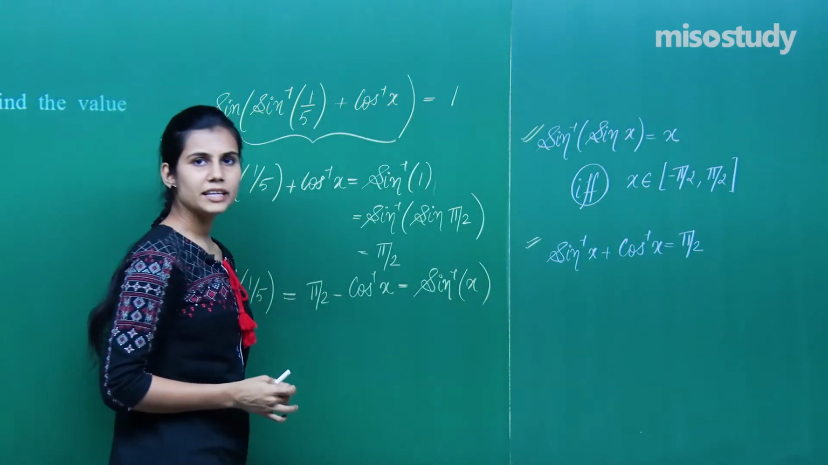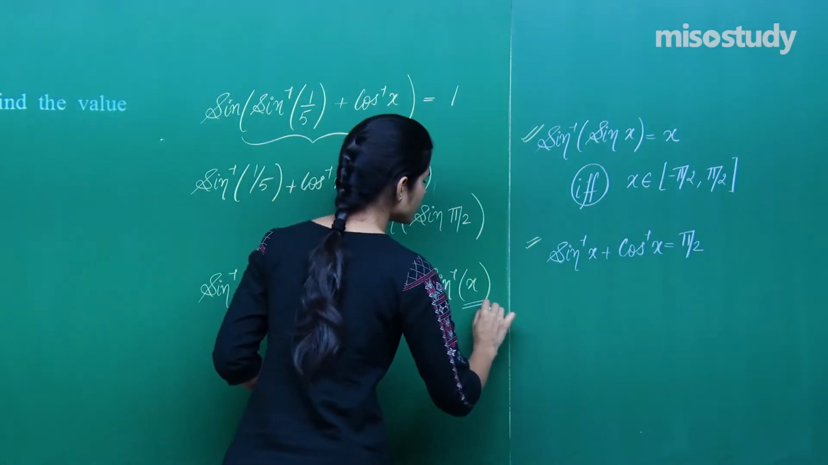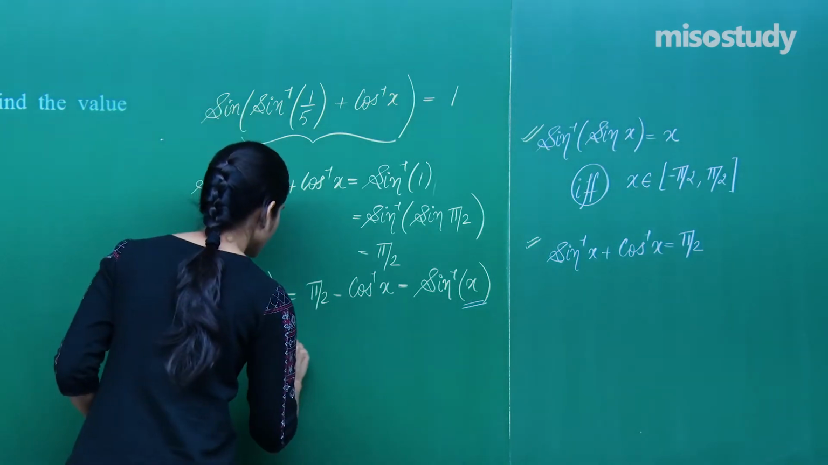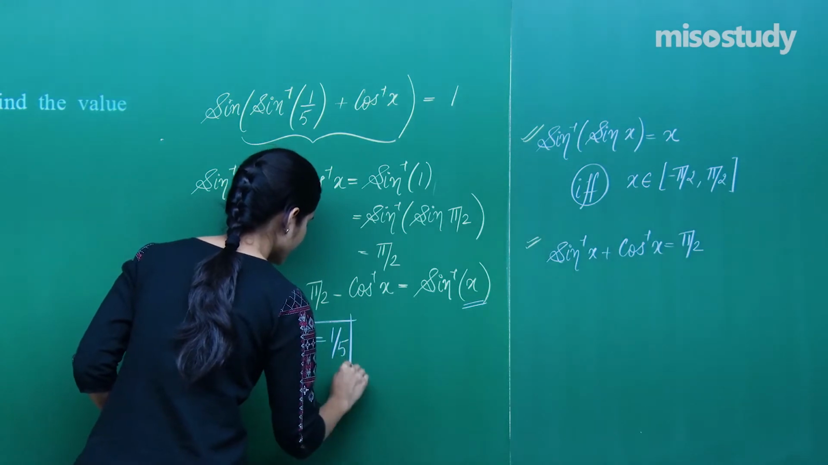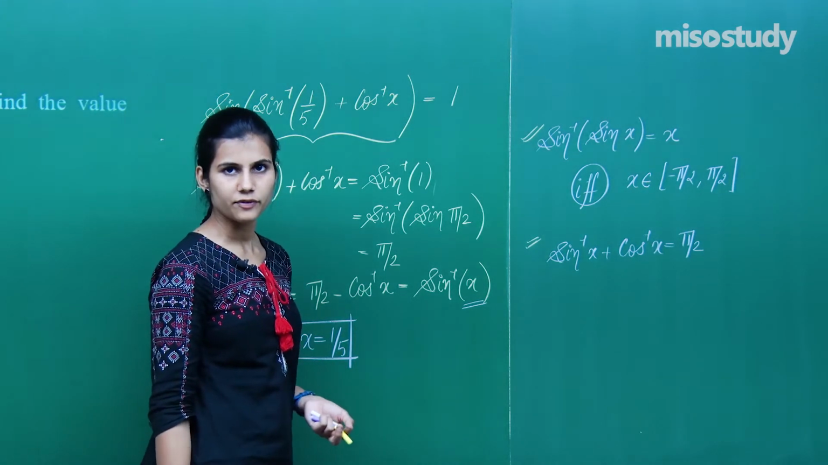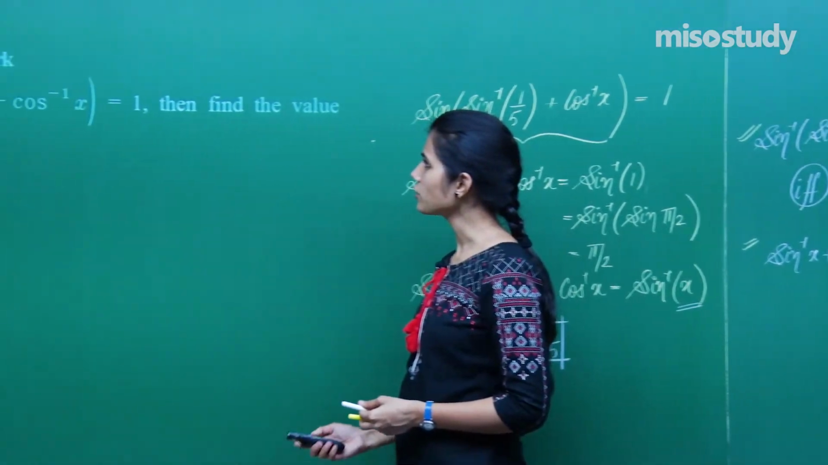Now you all know sine inverse is a 1-1 function. Sine inverse of an angle is equal to sine inverse of the other angle. That can only be possible if both these angles are the same, which implies x is equal to 1 by 5, since sine inverse is an injective or 1-1 function. You have got the value of x, and that completes our discussion of the first question.